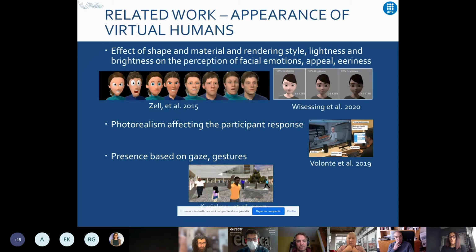So, there's been a lot of work in the literature studying the impact of avatars' appearance and even illumination, for example, in how we perceive emotions, how we perceive virtual humans. Also, in the case of immersive virtual reality, presence increases when the virtual agents acknowledge you, for example by gesturing at you or gazing at you, or getting in any kind of interaction with the participant, no matter how small it is.